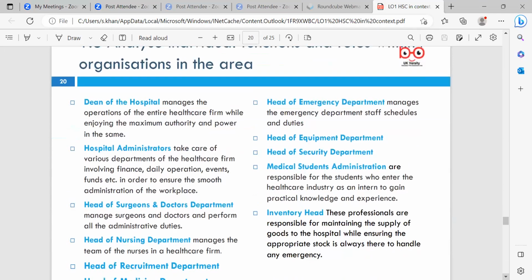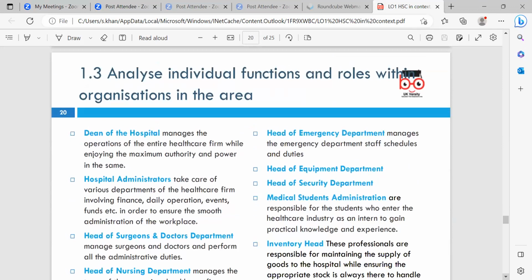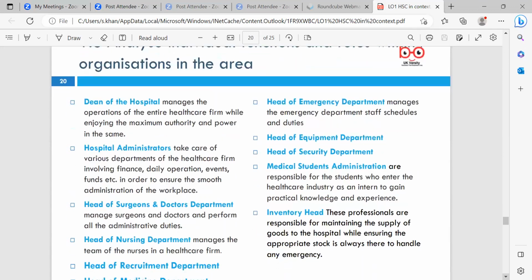1.3, analyze individual functions and roles within the organizations in the area. So we've got the dean of the hospital. They manage the operations of the entire healthcare firm while enjoying the maximum authority and power. Hospital administrators take care of various departments of the healthcare firm, involving any financial issues, daily operations, events and funds, in order to ensure the smooth administration of the workplace.